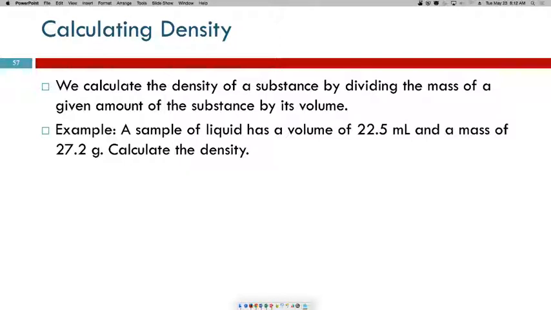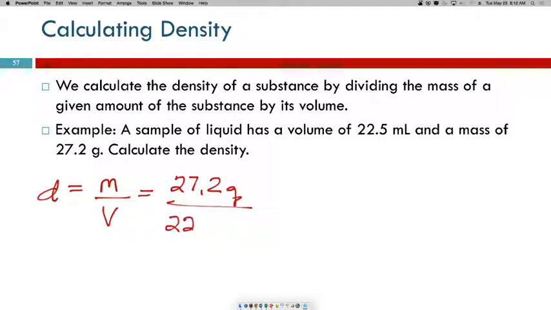So we can calculate the density by taking the mass and dividing by the volume. So just a simple example of that. A sample of a liquid has a volume of 22.5 milliliters and a mass of 27.2 grams. Calculate the density. So the density is the mass divided by the volume. So we write the mass in the numerator, 27.2 grams, divided by the volume, 22.5 milliliters.